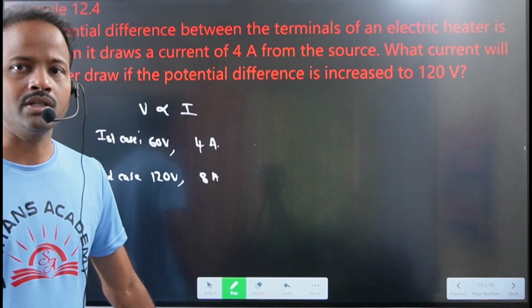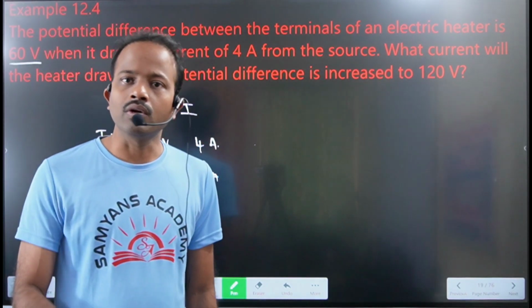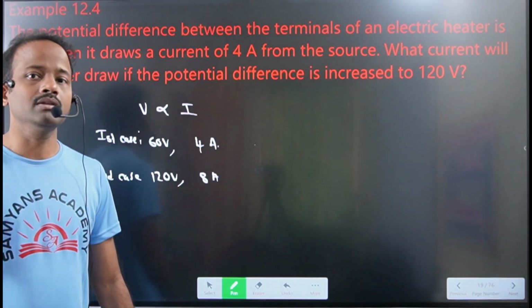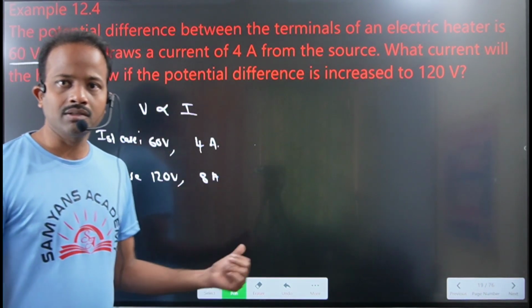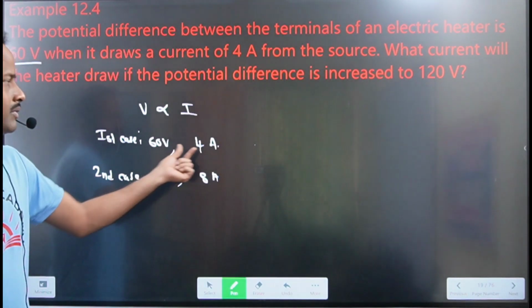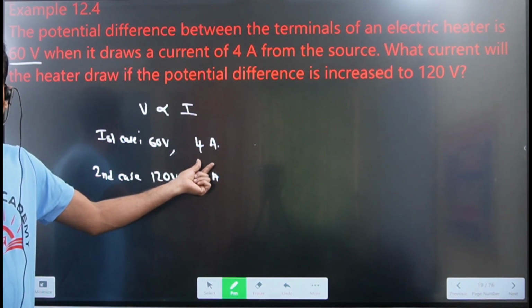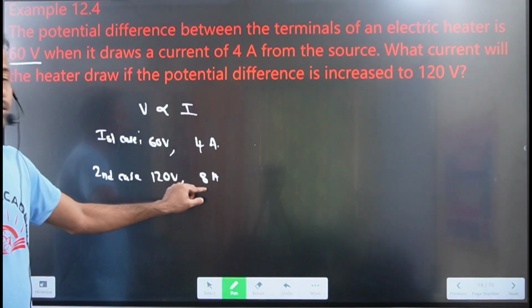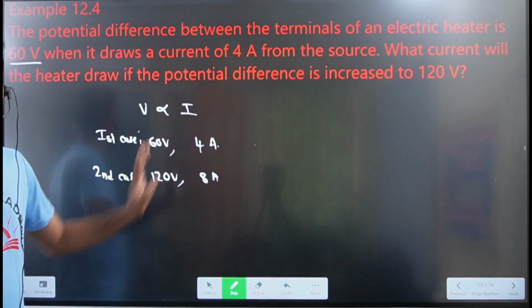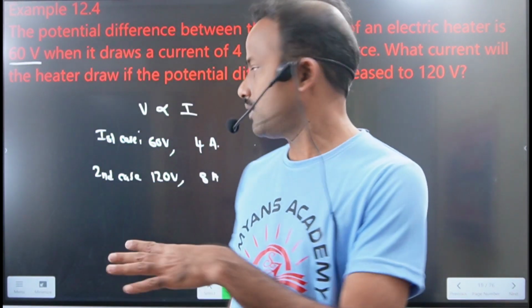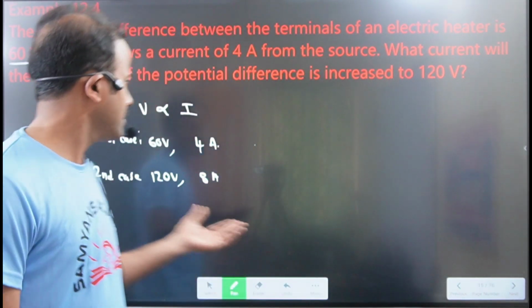Is it clear? So we are just applying Ohm's law. Voltage is directly proportional to I. When voltage increases to n times, current also increases to n times. In the first case, the voltage is how much here? 60 volt. At that time, what is the current? 4 ampere. Right? When voltage increases to 120 volts, the current increases to 2 times. That is 8 amperes. It will become 8 amperes. Is it clear, everyone? And yeah, you can assume like this.